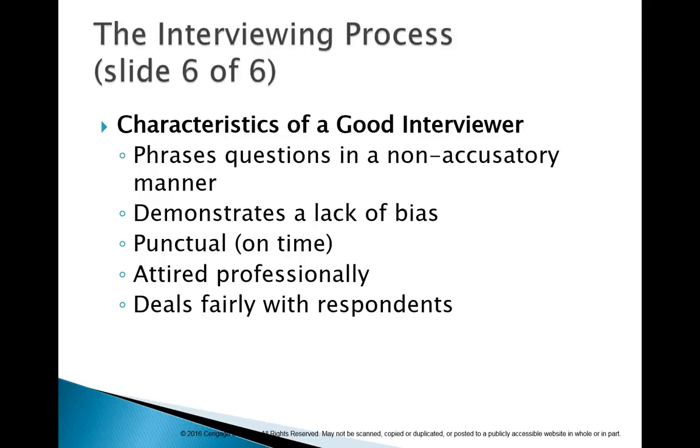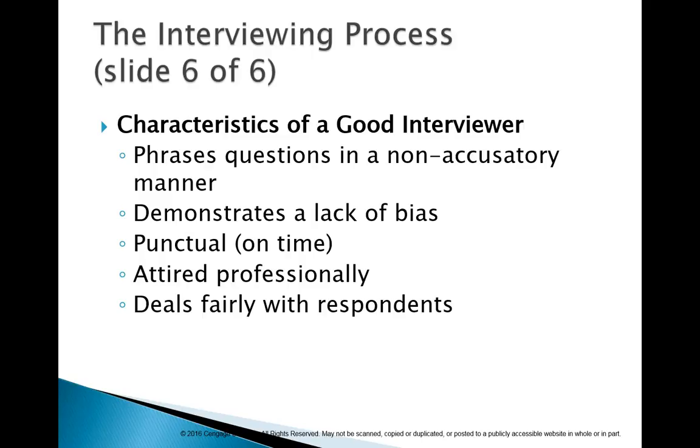And we've talked about demonstrating a lack of bias in your questions. So that's why it's important to write that script, because as you write the questions out, you can see this sounds too biased, this sounds accusatory, right? This sounds condescending. And then you can rewrite the questions so that when it comes time to ask the questions, you can do it in an unbiased manner.